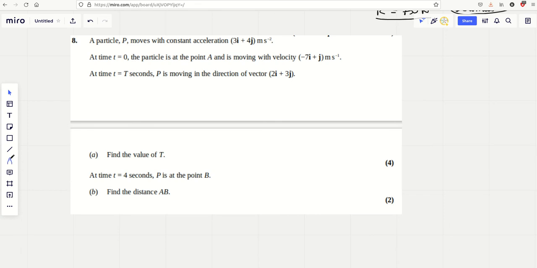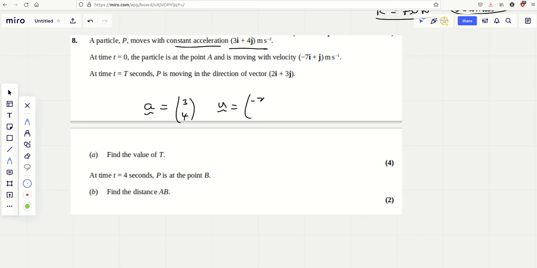But let's have a look. Okay, we've got a particle that's moving with constant acceleration. Now remember, when they start giving you vectors and they say constant acceleration, this is just suvat with vectors. We also know at time t equals 0, so that sounds like right at the start, we've got u here, minus 7, 1. But then at time t seconds, P is moving in the direction of this vector. Now, if it's moving in the direction of that vector, it could be any scalar multiple of that vector, because it's moving parallel to that vector. And remember as well, direction is velocity.